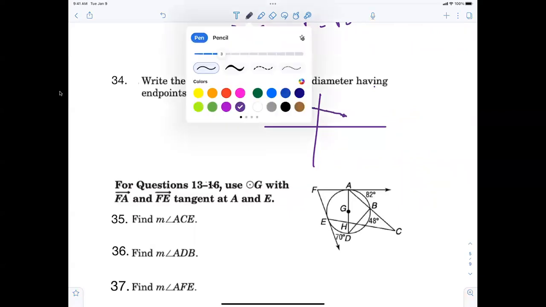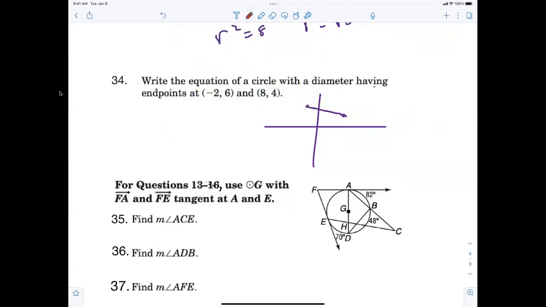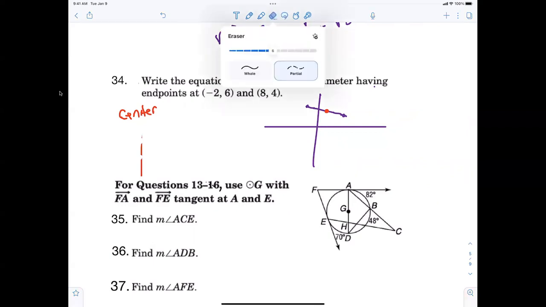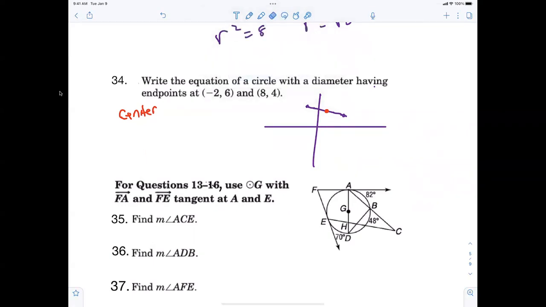So the radius would be where? I mean, the center would be where? In the middle, which is a clue. If it's in the middle, we need to find the what? Midpoint. So the center is equal to the midpoint. Remember, the midpoint is (-2 + 8)/2, comma (6 + 4)/2. So who calculated that? (3, 5).